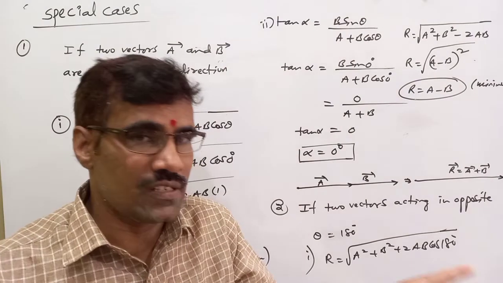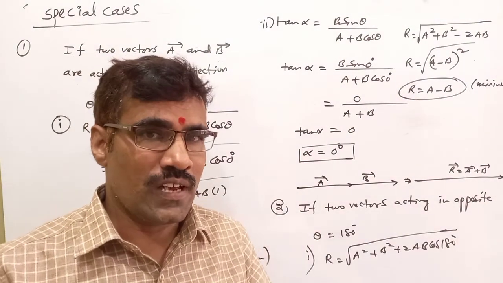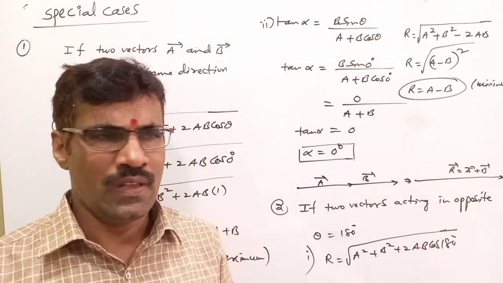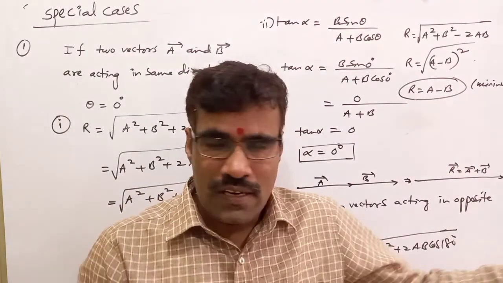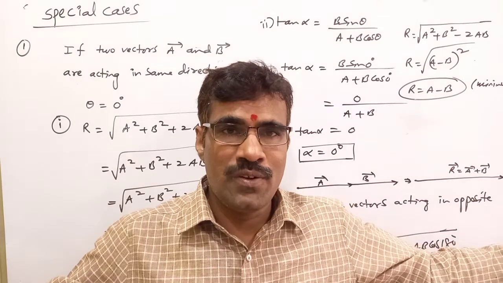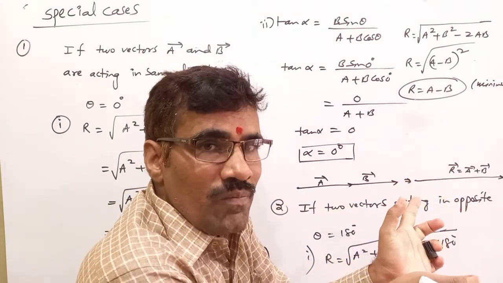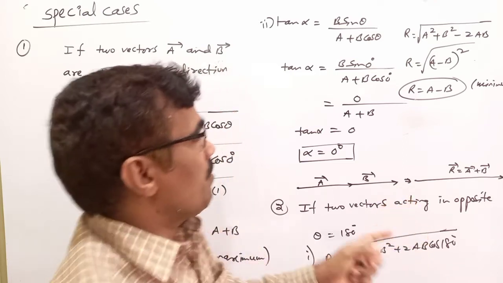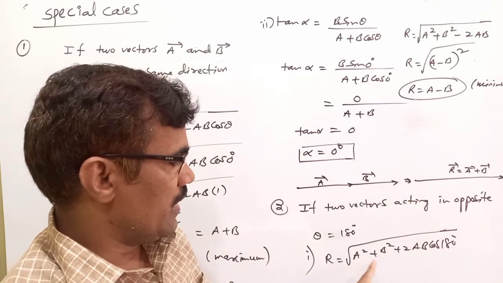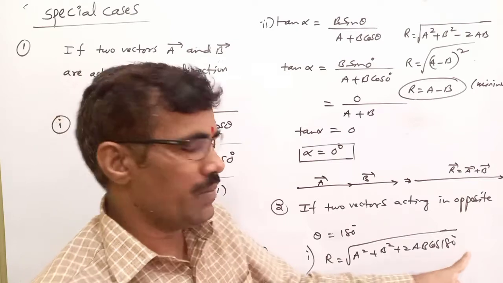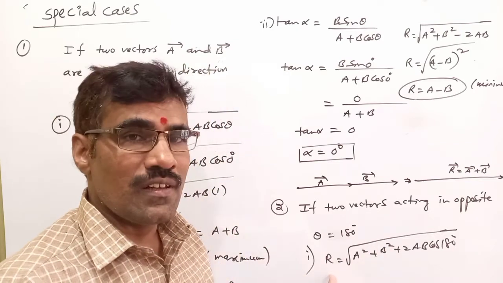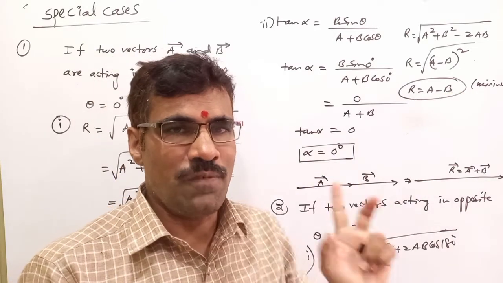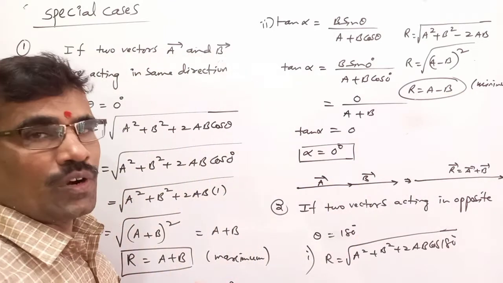Suppose 10 Newton this side and 15 Newton this side, same direction, the resultant is 25. Clear? If 15 this side and 10 opposite, the resultant is 5 Newton. If there is some angle, say 30 degrees, what is the resultant? We apply R square equals A square plus B square plus 2AB cos theta. This value is never less than A minus B, never less than 5, and never greater than 25.